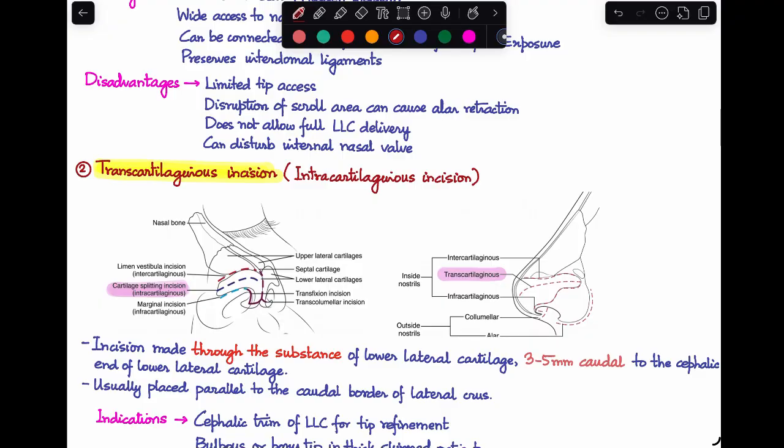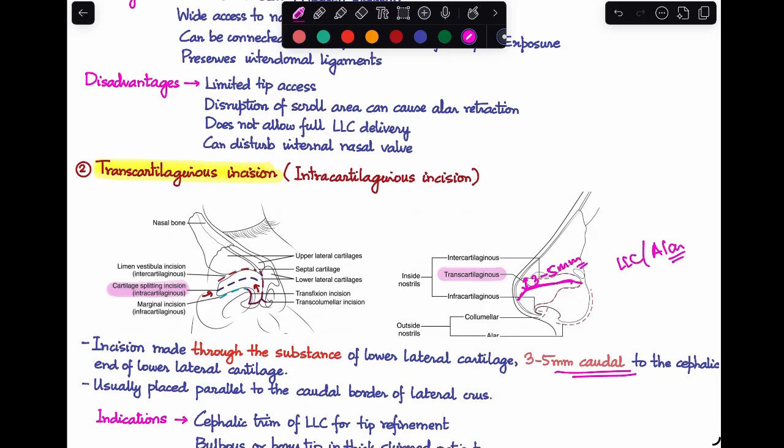Now, transcartilaginous incision, let's look at the image here. This blue line over here is a transcartilaginous incision. And as the name suggests, the incision is going through and through the cartilage. This is an incision that we make through the substance of the lower lateral cartilage, also known as the alar cartilage. Usually we give it at a distance of 3 to 5 millimeter caudal to the cephalic end of the lower lateral cartilage.